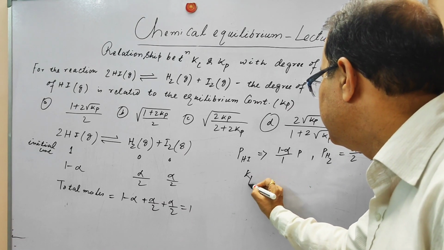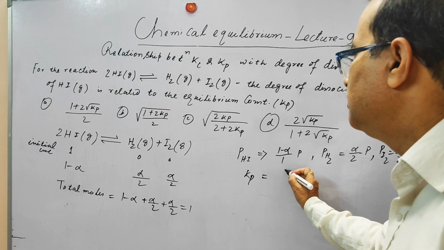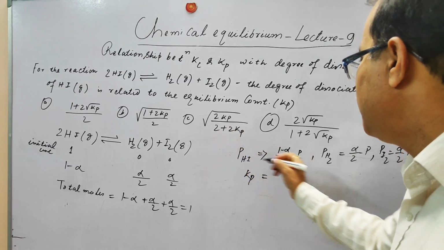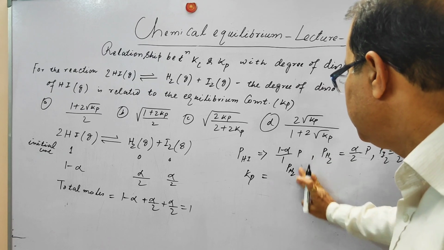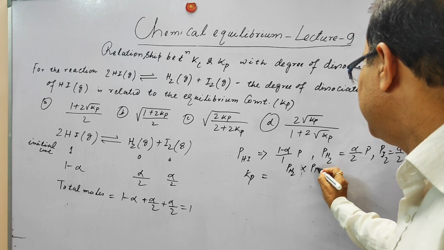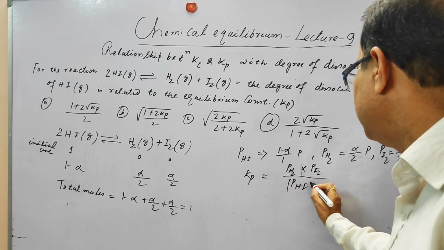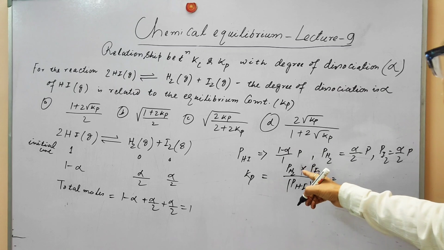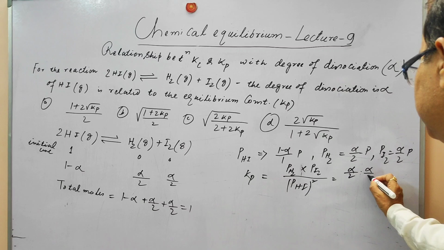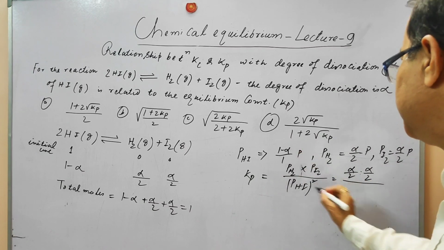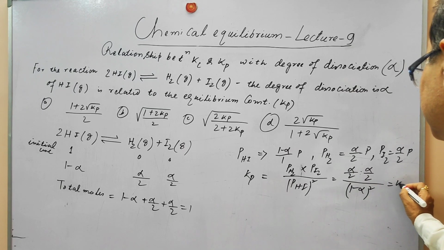Now you can calculate Kp, that is, partial pressures of H2 and I2. Kp is the partial pressure of hydrogen into partial pressure of iodine divided by partial pressure of HI whole square. Okay. Now partial pressure of hydrogen, that we have already seen, is alpha by 2, into alpha by 2. We have put this value here, and HI is 1 minus alpha, whole square, equal to Kp.